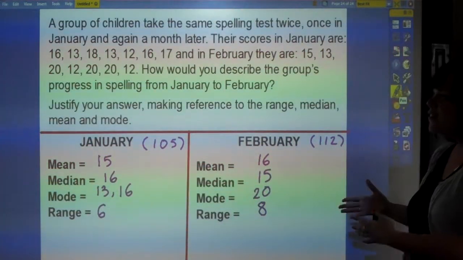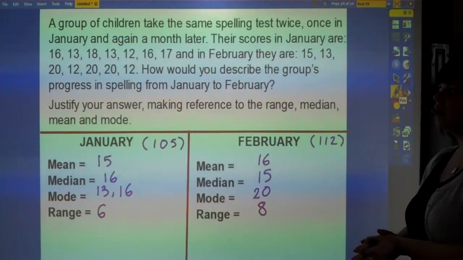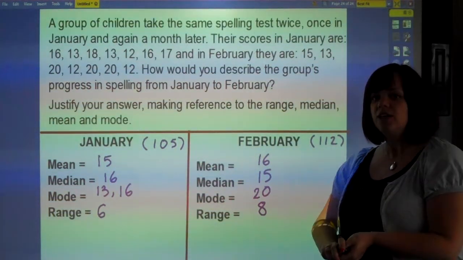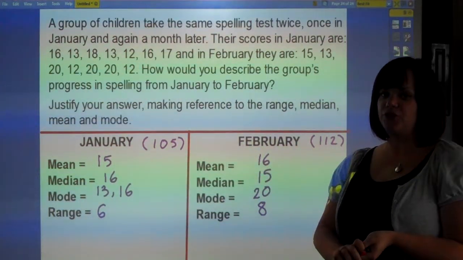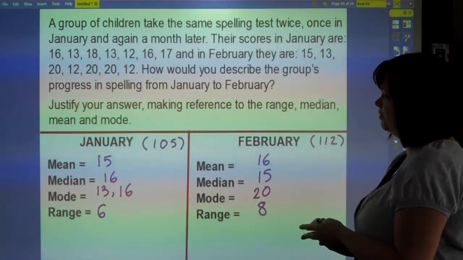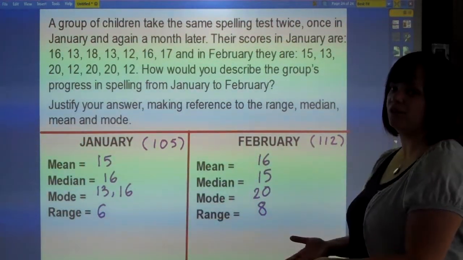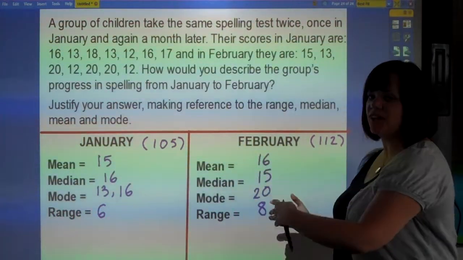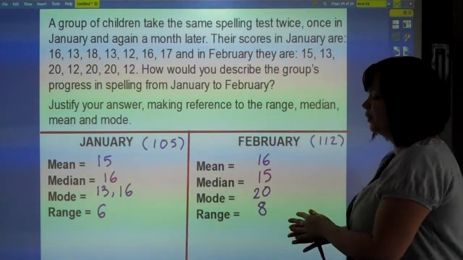Right, this is a very, very big objective. It asks you to look at the range, the mean, the median and the mode. So you need to understand how to find all of those for this particular objective. But then the other part of it is that you need to be able to compare two sets of data, which is the bit I'm going to focus on.